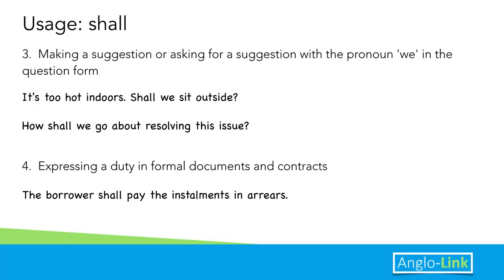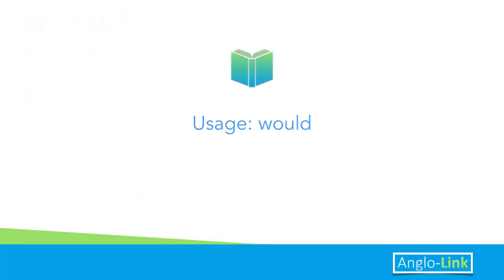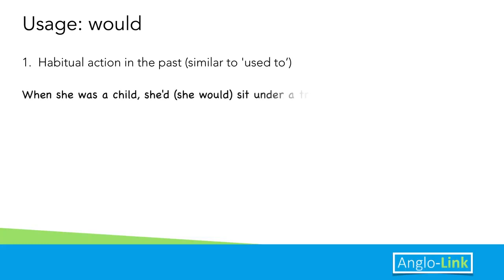That brings us to our last modal verb, which is would. The first usage is a habitual action in the past. It's similar to used to. For example, when she was a child, she would sit under a tree and draw for hours. It's like saying she used to sit under a tree and draw for hours.